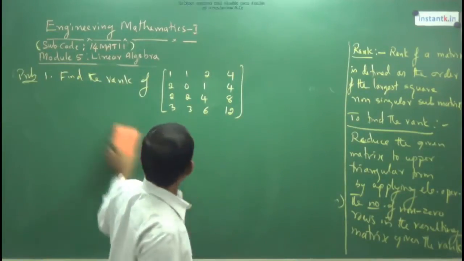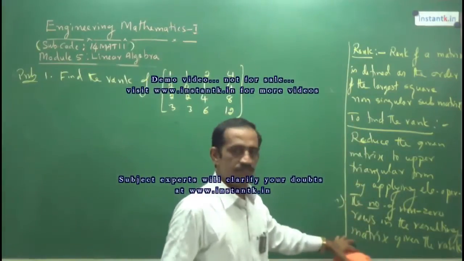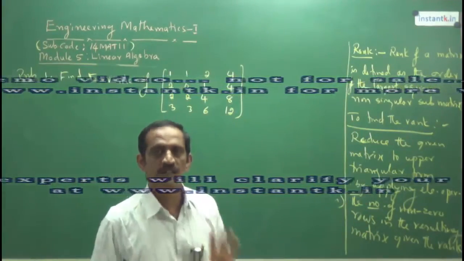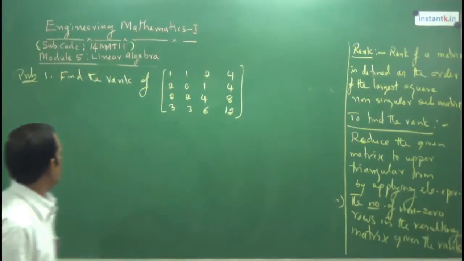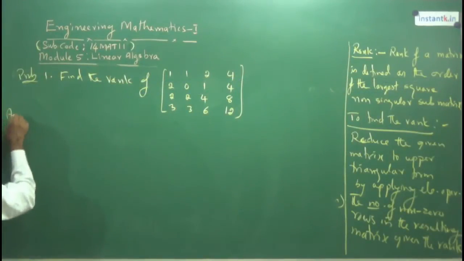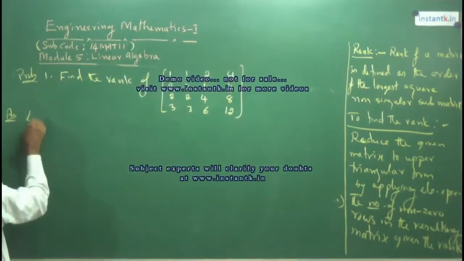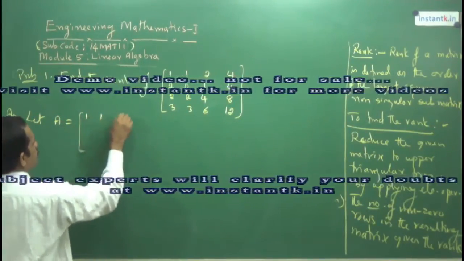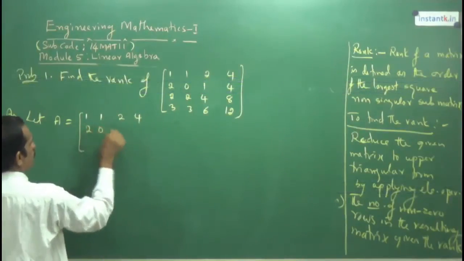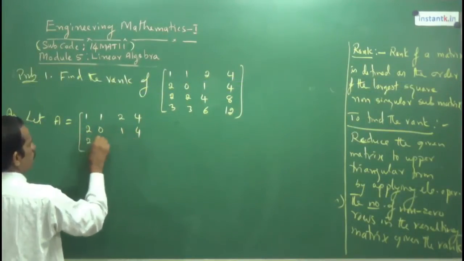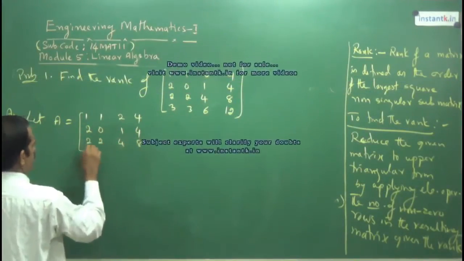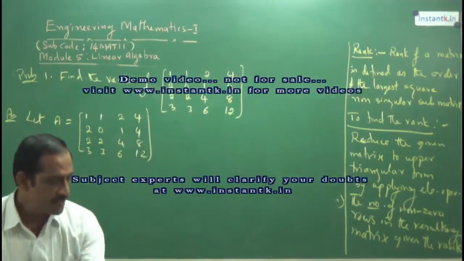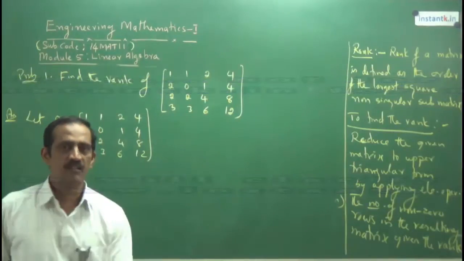steps. For that we shall reduce this into upper triangular form as per this rule. Then see how many non-zero rows there are, that will give the rank of the matrix. So the procedure is like this: when a problem is given like that, first you have to write, let A be equal to the given matrix. A is equal to 1 1 2 4, 2 0 1 4, 2 2 4 8, 3 3 6 12. So what you have to do is just reduce this matrix to upper triangular form.